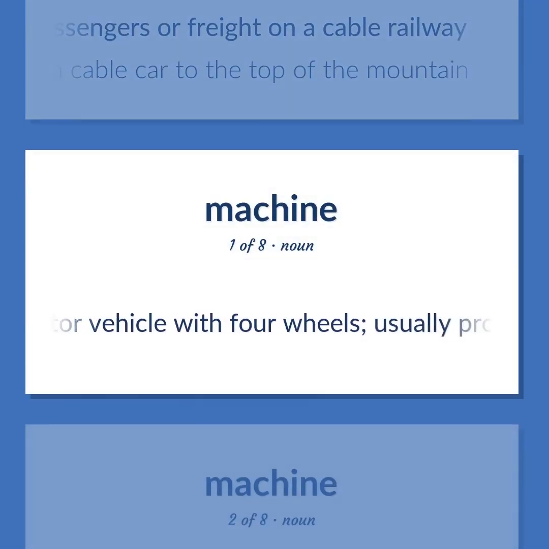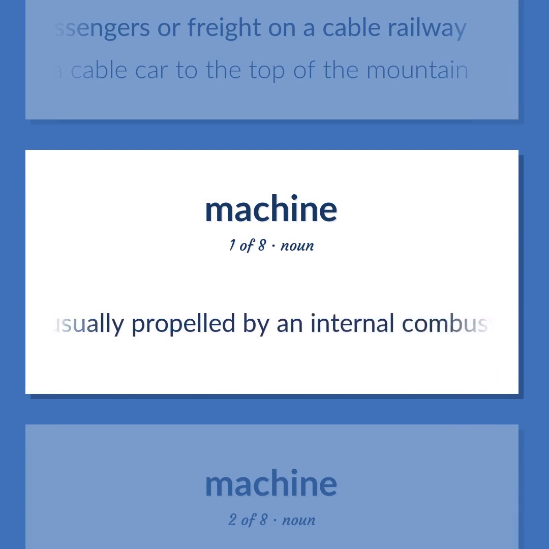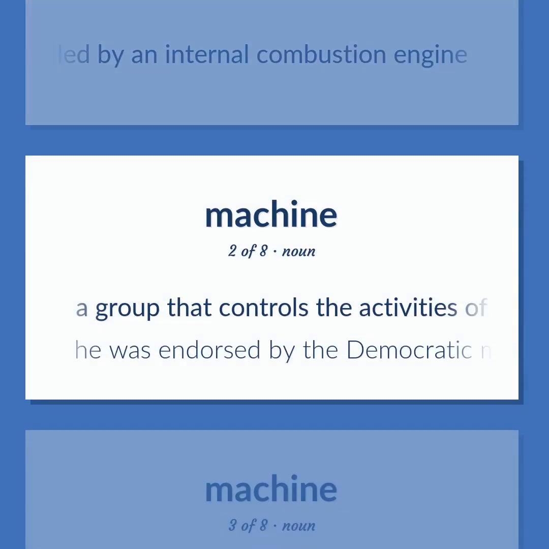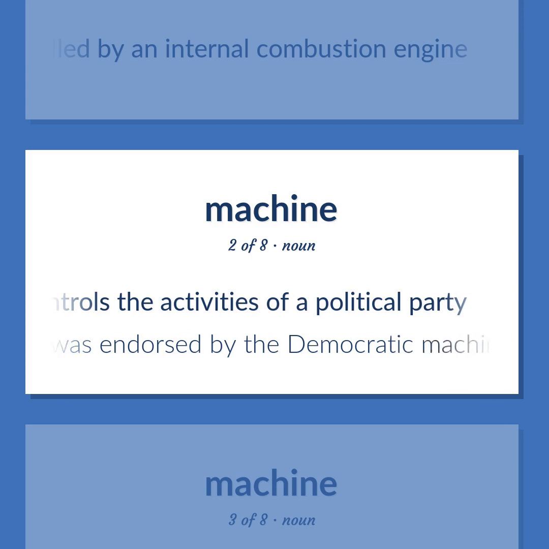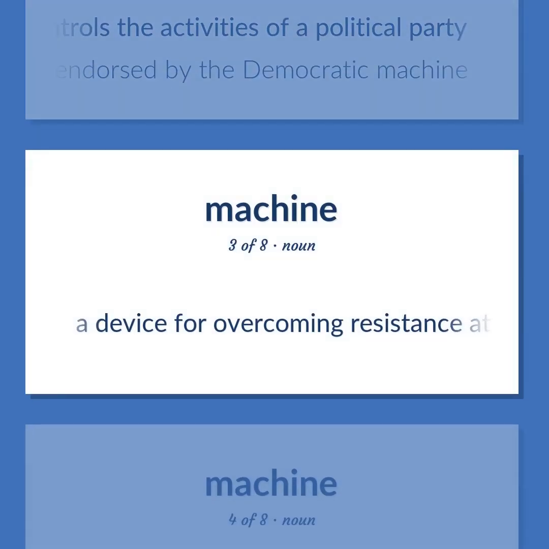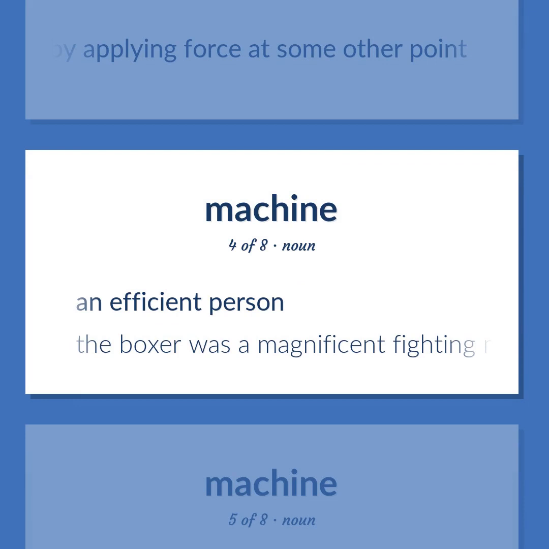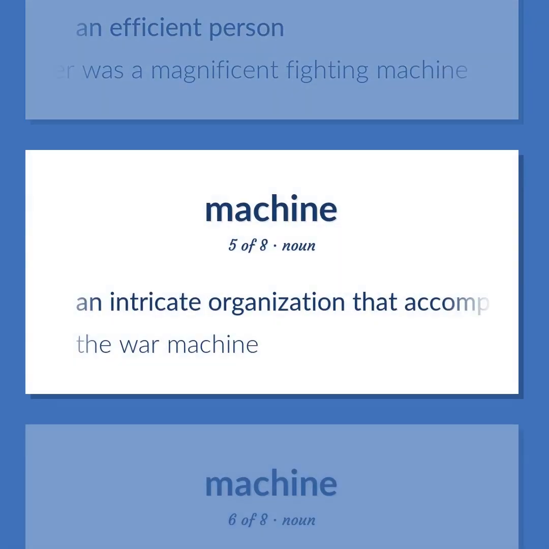A motor vehicle with 4 wheels, usually propelled by an internal combustion engine. A group that controls the activities of a political party. He was endorsed by the Democratic machine. A device for overcoming resistance at one point by applying force at some other point. An efficient person. The boxer was a magnificent fighting machine. An intricate organization that accomplishes its goals efficiently. The war machine.